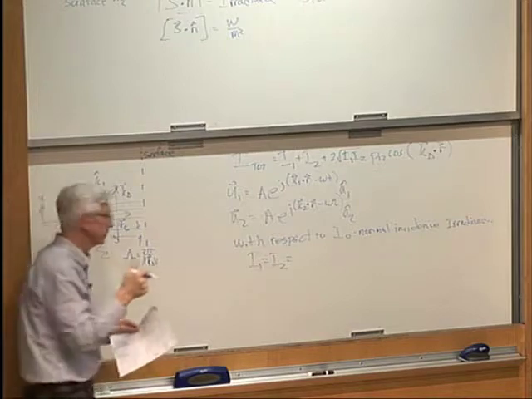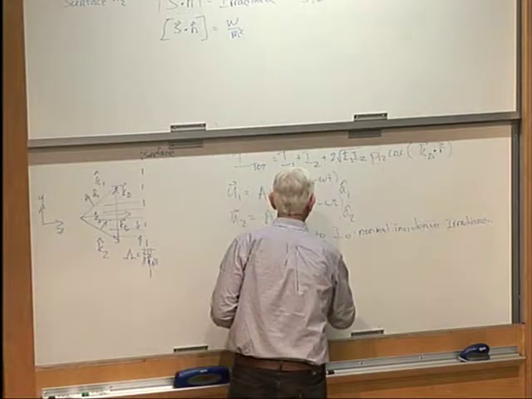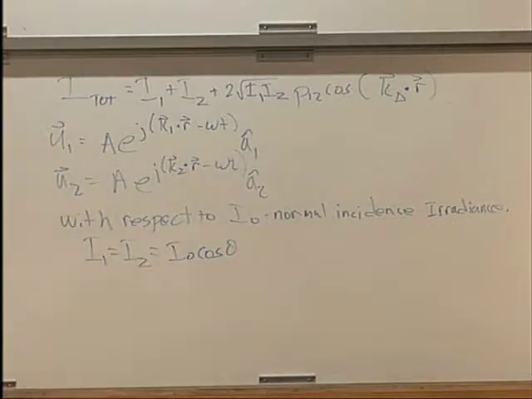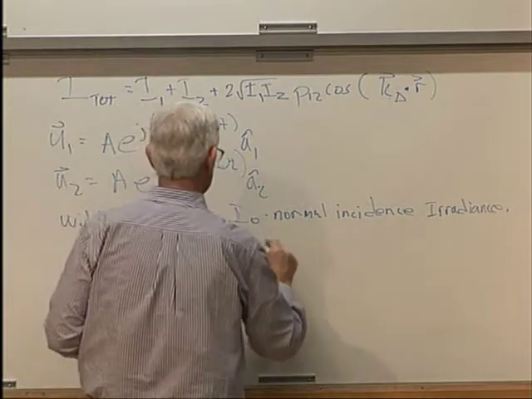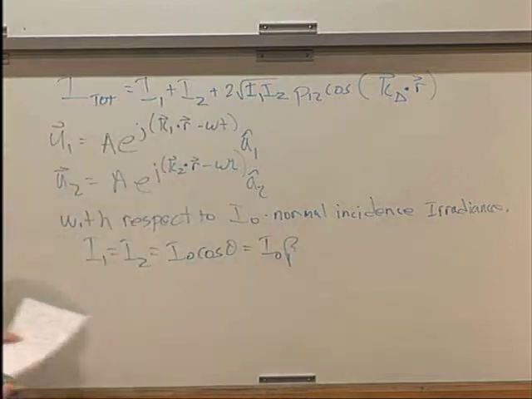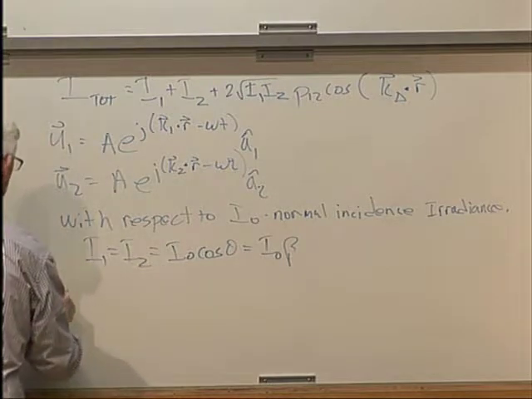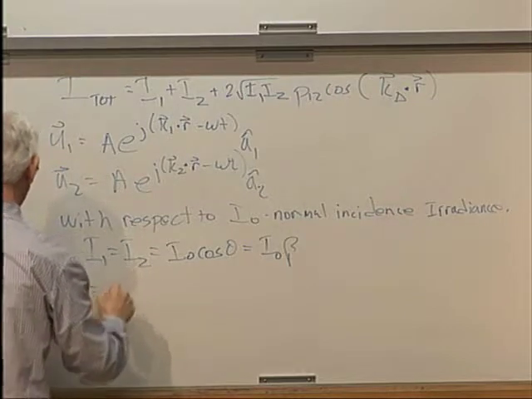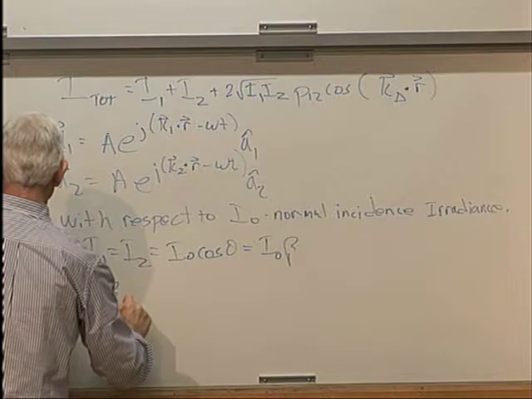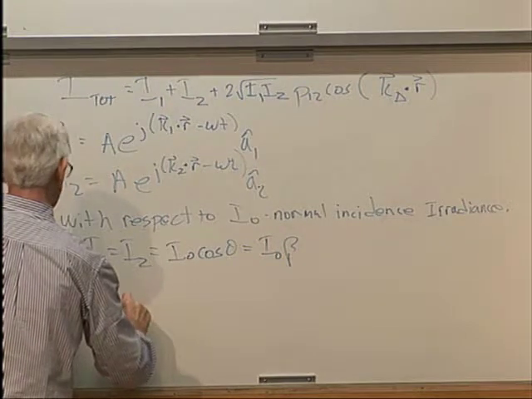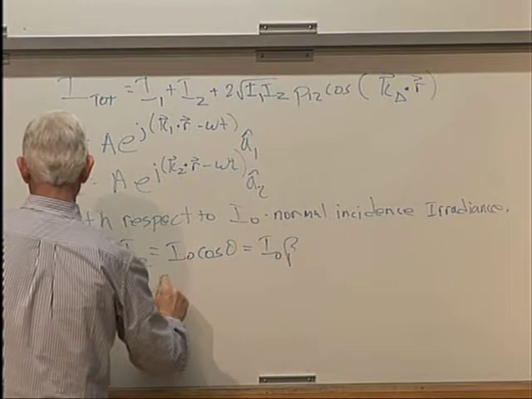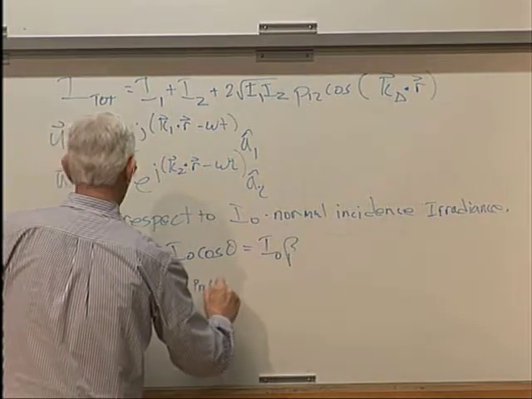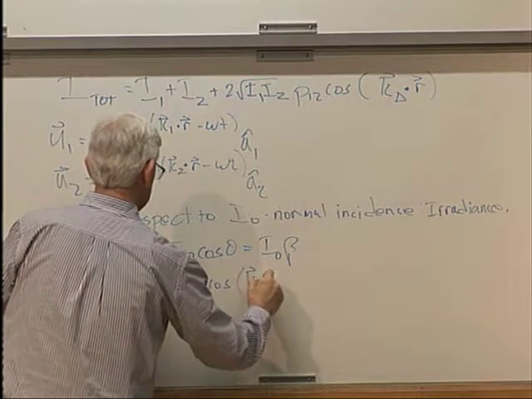Just the cosine. Okay. So this is I0 cosine of that angle. We'll call that beta, direction cosine. All right, so then I total, when we work everything through, is 2 beta I0 times 1 plus P12 cosine of K delta dot R.